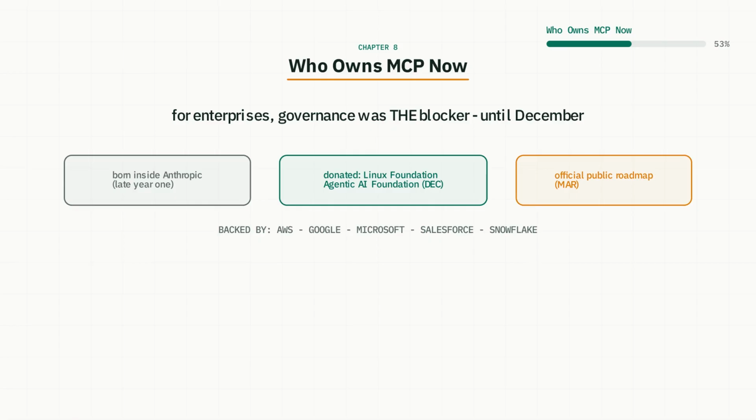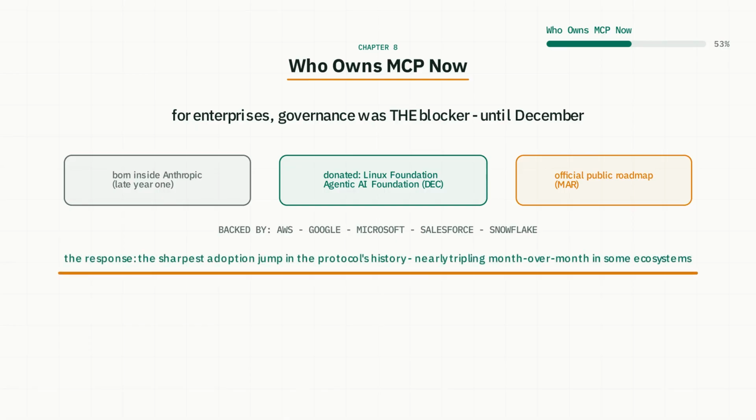That objection died in December when the protocol was donated to the Linux Foundation under a new vendor-neutral body, the Agentic AI Foundation, with backing from Amazon Web Services, Google, Microsoft, Salesforce, and Snowflake. Then in March, an official public roadmap landed, and the enterprise data shows the response. The single sharpest adoption jump in the protocol's history, nearly tripling month over month in some ecosystems, precisely when governance stopped being a reason to wait.